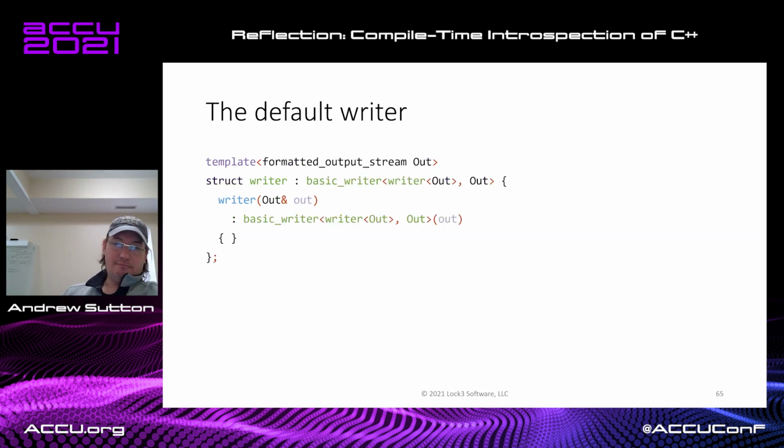And just for completeness, this is the actual writer class from the example. It derives from basic writer. It provides itself as a template argument, and then that's it. It doesn't actually add anything to this. So for this example, everything else happens inside of basic writer.